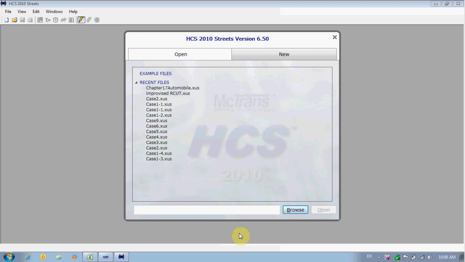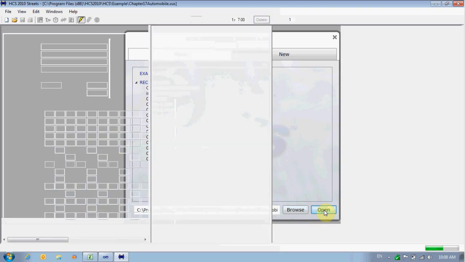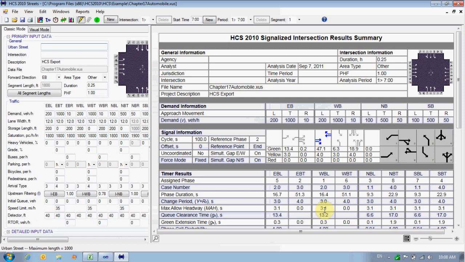I'll start by just loading a data set, this one. The Chapter 17 sample problem is the one that I'll demonstrate. Once this data set is loaded, you have the option of running two types of optimization. One is full optimization, which uses the genetic algorithm. And the second one is quick optimization that uses Transit 7F.